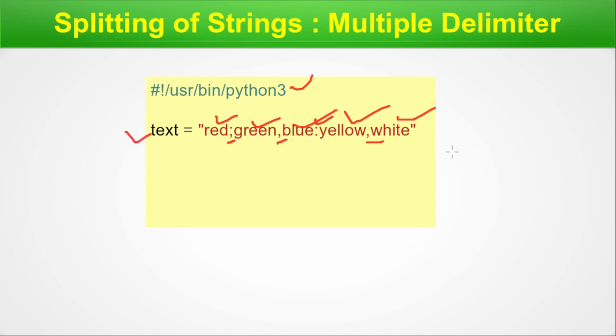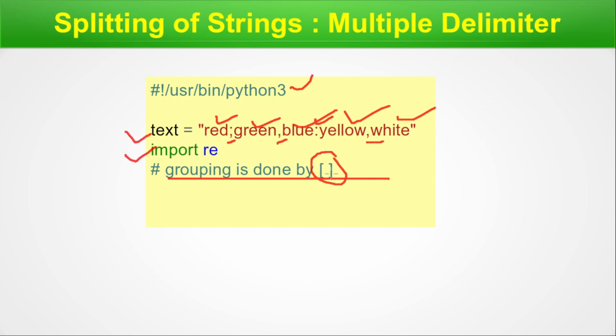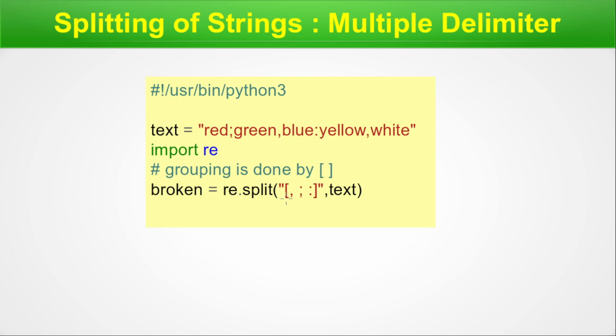Now we want to split every color like the previous example. How do we do it? Here we again import our regular expression module, import re, and here the grouping is done by the brackets. Here we say our variable broken will contain the broken parts, and here we write re.split. The split command is the same as the previous slide, and it is a method or function defined inside the re module. So this will take the delimiters as comma, then semicolon, then the colon as delimiter. So all these delimiters will be used for the splitting operation of this string, that is text, and here we have our output as broken.